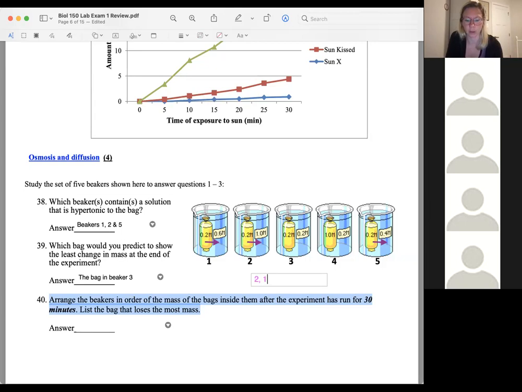And then we have beaker 1 and beaker 5. So all of our hypertonic solutions are going to have bags that lose weight. They're losing water to the beaker. Then the isotonic is not really going to change much at all. It's basically going to stay the same. And then beaker number 4, this is the only situation where the solution in the bag is hypertonic. So water is going to enter the bag. Let's put a little arrow there too.